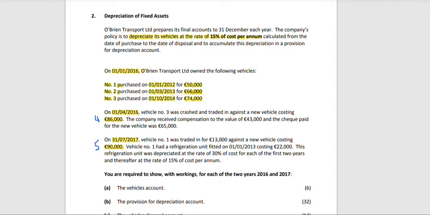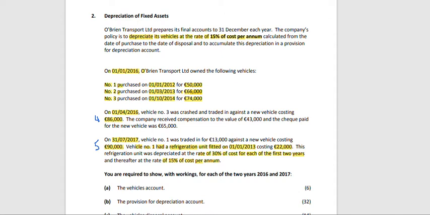Now this is very common as well. Vehicle number 1 had a refrigeration unit fitted on the 1st of the 3rd 2013, and this cost 22,000. This is to be depreciated at 30% for the first 2 years and 15% thereafter. So the way we're going to lay out the table, we're going to have vehicle number 1, refrigeration unit 2 and 3, because these were all bought prior to 2016. Then we're going to have 4 and 5.